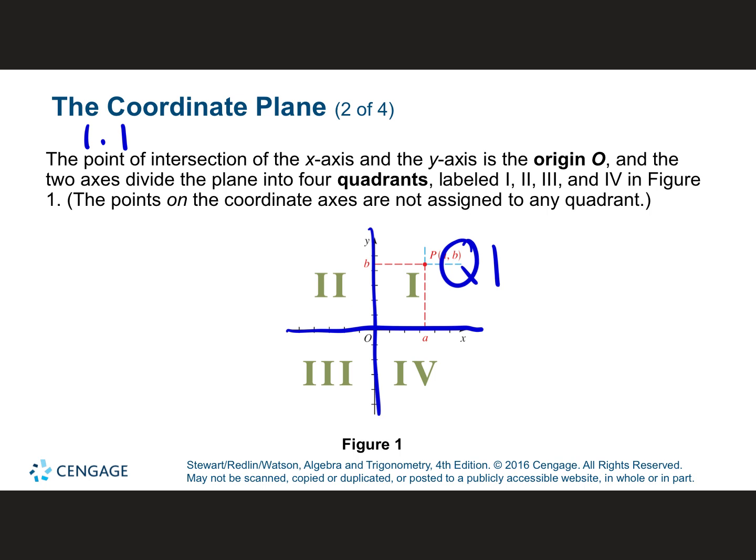Then we move to the left. This would be quadrant 2. Down in the bottom left would be quadrant 3. And then the bottom right would be quadrant 4.